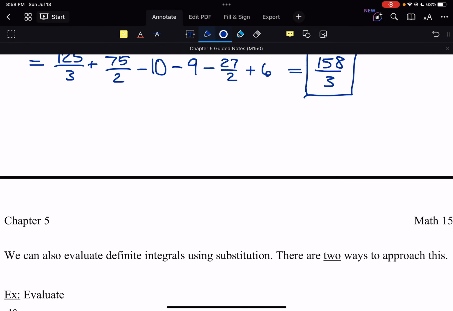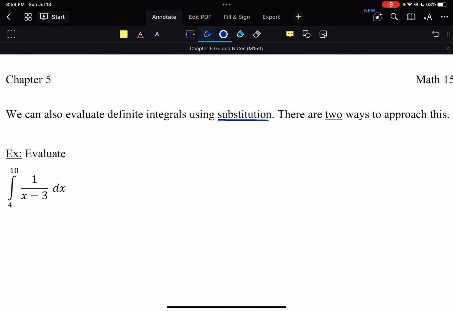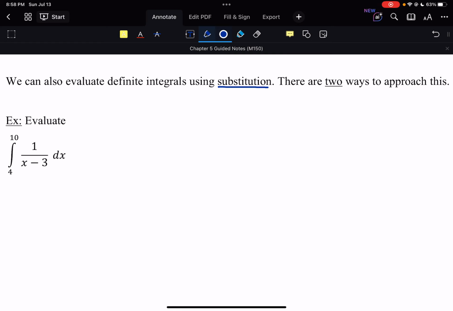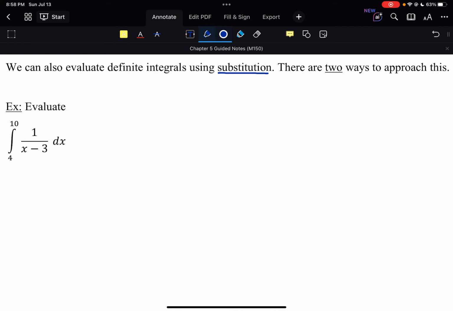We can also evaluate definite integrals using substitution, like we saw in the previous section. But in the previous section, we didn't have to worry about bounds. All we had was the antiderivative. So we're going to see there are two different ways to approach substitutions when a definite integral is involved. I'm going to show you both.